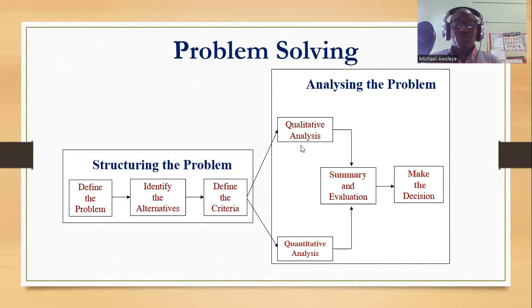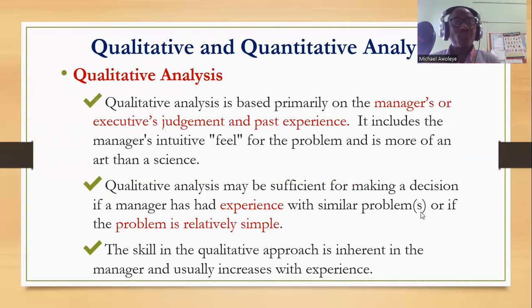So when you have done these two, that is summary and evaluation, all of these together is what is referred to as decision making. Like I've said, qualitative analysis is based primarily on managers' and executives' judgment and past experience. You are talking to the manager, you want him to tell you everything about the organization and everything about the decision they have taken. It includes his intuition, his feel for the problem, and it's more of an art than a science.